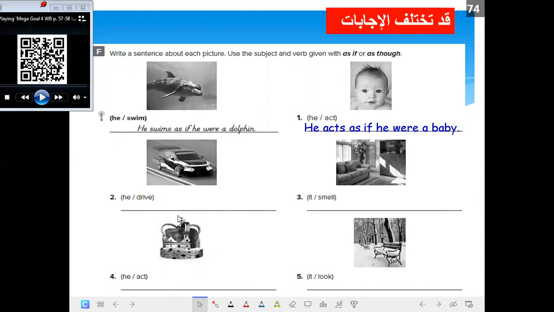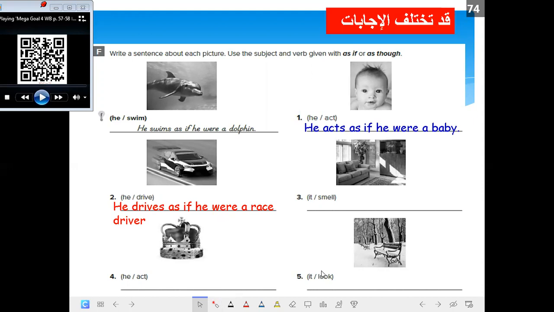Oh, excellent. لا مش هنقول بقى race car. He drives as he was or were a race driver. يعني هو بيقود كأنه سائق سيارة سباق، كأنه بيسوق في سباق. تمام؟ فهنقول he drives as if he were a race driver. ممتاز يا زيد، برافو عليك. Thanks a lot.